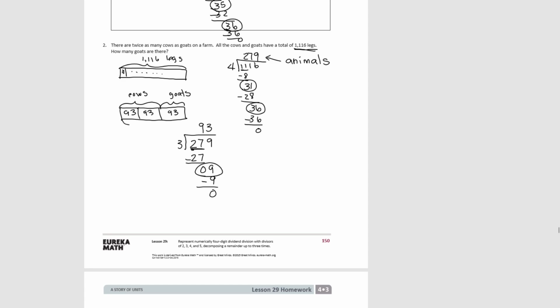And even though it doesn't ask us this, we could figure out how many cows we have now. 3 plus 3 is 6. 9 plus 9 is 18. So I would have 186 cows and 93 goats. So there are 93 goats would answer my question. And that's the end of lesson 29.